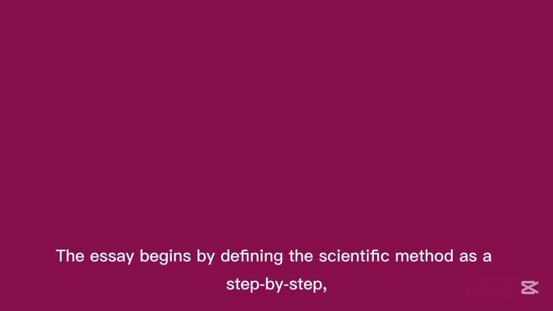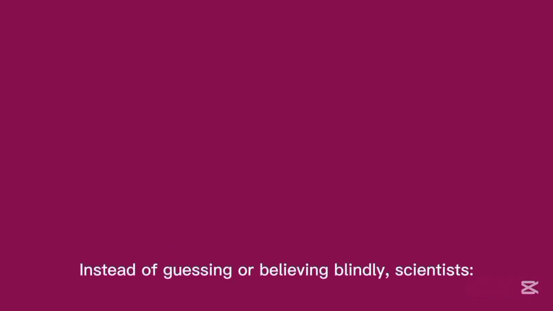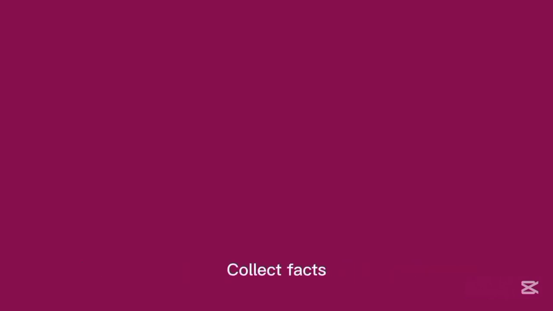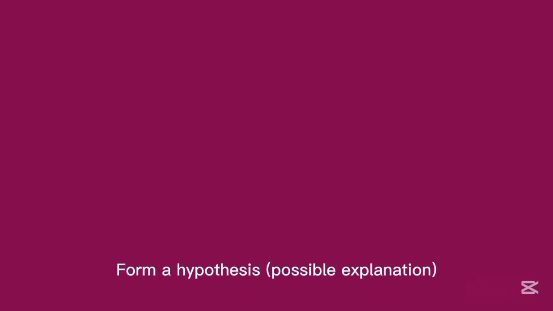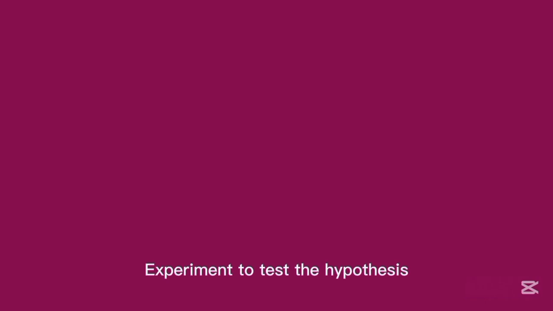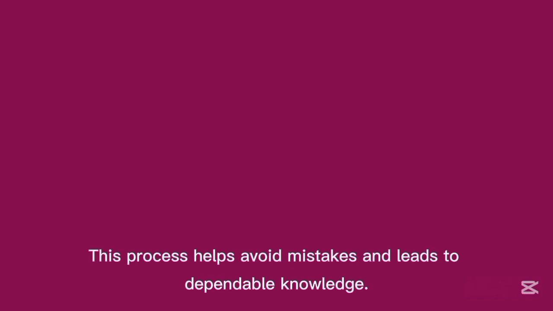What is the scientific method? The essay begins by defining the scientific method as a step-by-step, organized way of discovering truth. Instead of guessing or believing blindly, scientists observe a problem, collect facts, form a hypothesis, a possible explanation, experiment to test the hypothesis, and draw conclusions based on results.